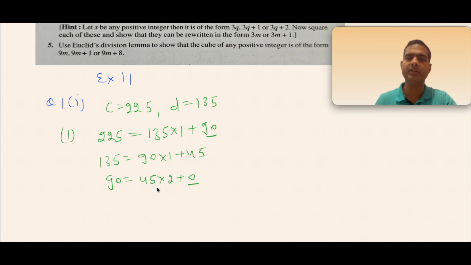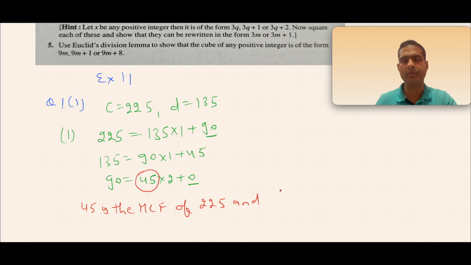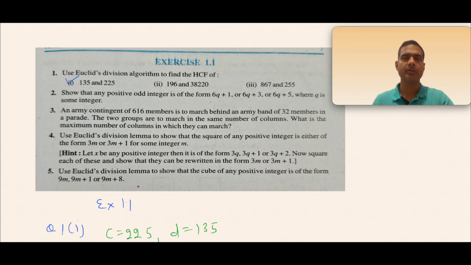Now at this stage the remainder is 0. So what does Euclid's division lemma state? That if R is equal to 0, then the divisor at that stage is the SCF. The divisor at this stage is 45. So we can write 45 is the SCF of 225 and 135. So this was the first question. I hope you have understood it. You can try the second and third parts of this question. It will be done in a similar way.